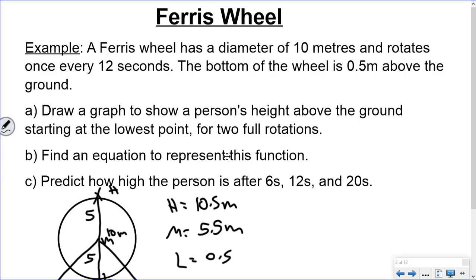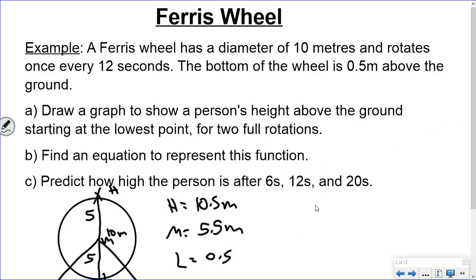So what this question wants us to do is first graph what the trip on this Ferris wheel is going to look like as a function of distance and time, or height and time. And then once we have the graph, we're going to find a function. And then once we have a function, we can use that function to help make predictions about the height at certain time intervals. So let's start off with the graph.